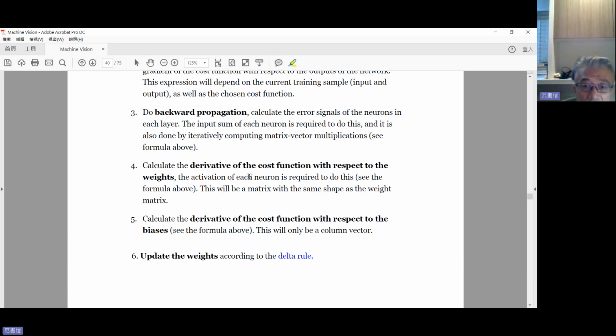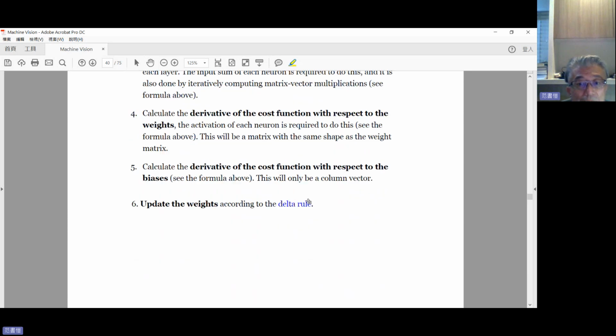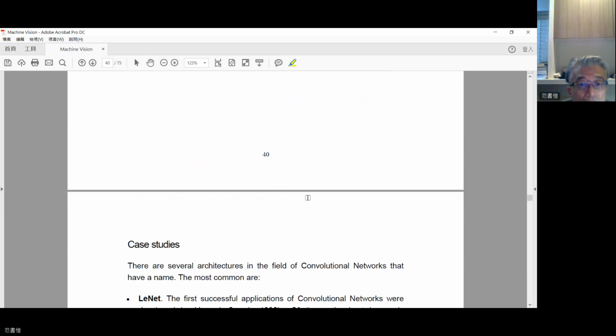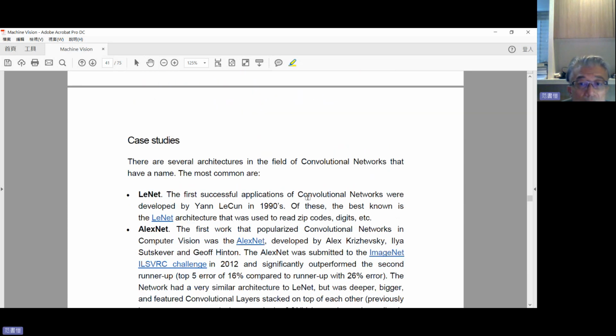Then update the weights, with all the parameters updated according to the delta. The delta could be the first moment only, or the second moment, or use the Adam or the corrected Adam rule. There are several case studies, so I won't go into details one by one.